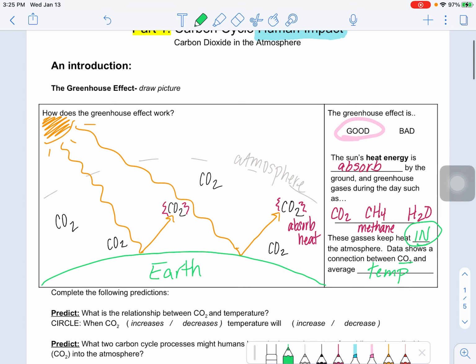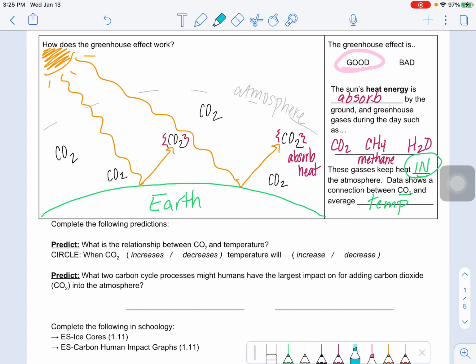So here's what I need you to do: predict, two of them actually. Predict what the relationship is between CO2 and temperature. You can take this any way you'd like. Choose increase or decrease. So when CO2 either goes up or goes down, what impact will that have on temperature? Will temperature increase or decrease? And think about how we just described what CO2 does. It absorbs heat. So think about what might happen to temperatures if we have more or less.